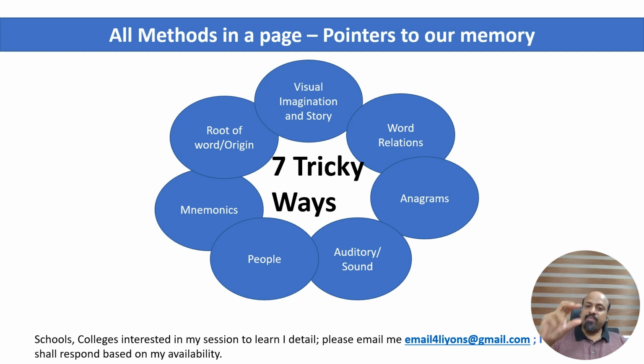One is visual imagination, right? The story, and then word connection, then anagram, or then sound, auditory, and then people connection, then mnemonics, and then the root of the word origin. So use different techniques, right? Sometimes even songs, right? I have not mentioned it yet. So you can use songs connected with the word and then get into the meaning. So it is pointers to our memory, right? You don't mug up, pointers to memory.